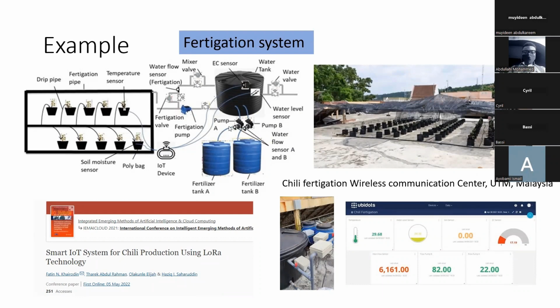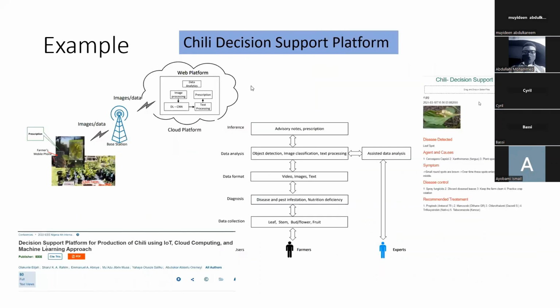Okay. So the next one is another project which I had the opportunity to work on. So the Chili Decision Support Platform. Again, we noticed one of the challenges with the chili was diseases. So most times you need to talk to the experts in agriculture or experts who know about that plant which you are trying to cultivate.